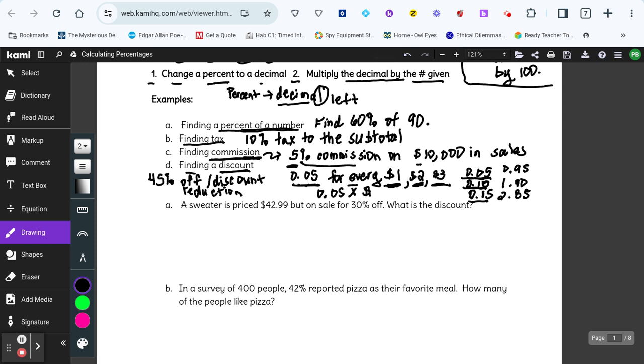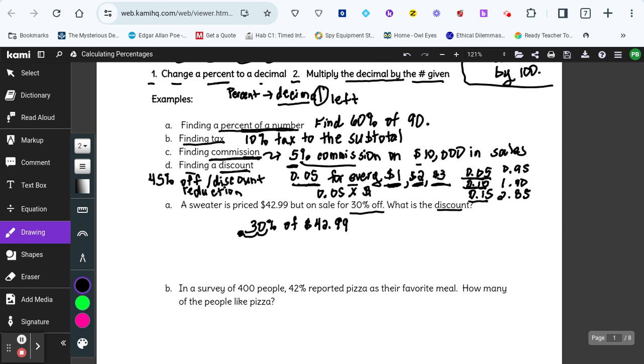It says a sweater is priced at $42.99, but it's on sale for 30% off. Okay, what is the discount? So you've got to figure out what is 30% of $42.99. So what you're going to do is change 30% to a decimal. So you're going to slide it 2 places to the left.